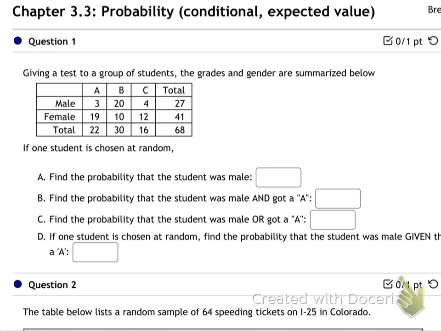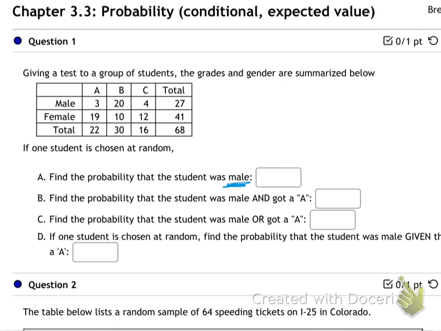So, probability, conditional and expected value. Let's start off with giving a test to a group of students, the grades and gender. One student is chosen at random, find the probability. This isn't new. This is the same stuff, this first question. You guys know how to do that, right? That's just review of the same stuff. Well, maybe I'll do one of them. What's the chance they were male?